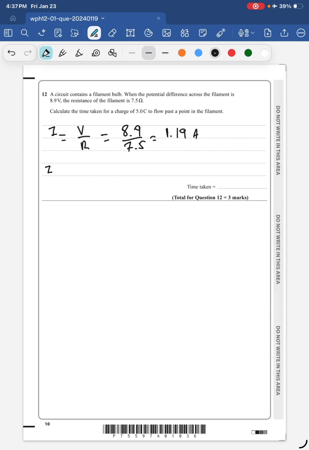But current is charge per time, right? So the time is given by Q over I, okay? So we need 5 coulombs to pass through this wire that has a current of 1.19 amps. Therefore, it will need 4.21 seconds, okay?